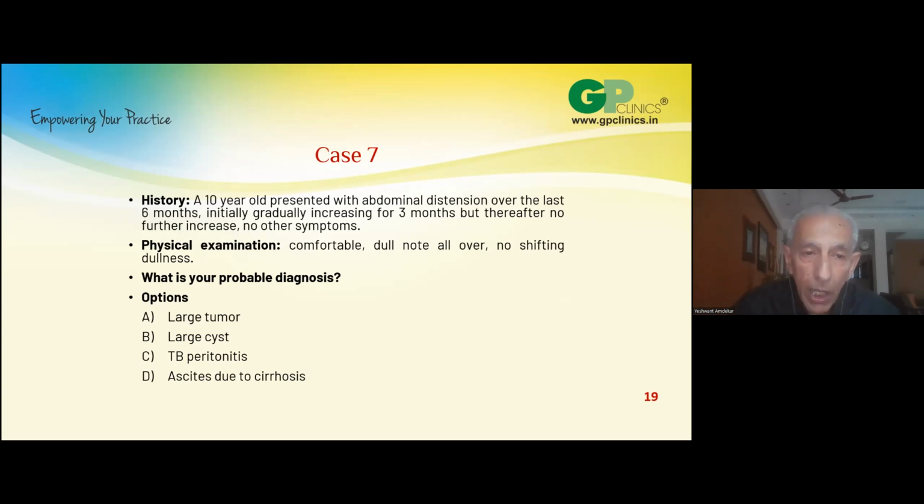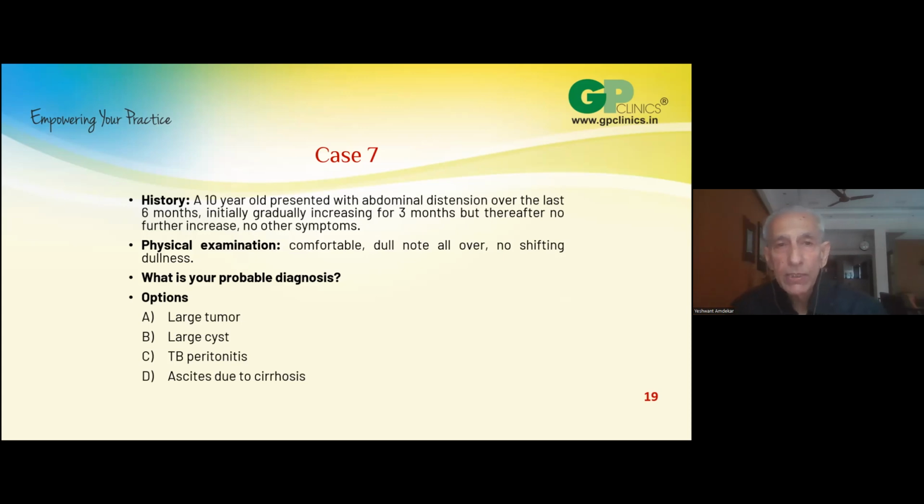So we are left with a large tumor and a large cyst, and as he is very comfortable otherwise, but more important is the increase over 3 months, but then it stopped increasing. A tumor will not stop increasing, and only increase in the first 3 months and stop. Therefore, it was a mesenteric cyst, a large cyst.